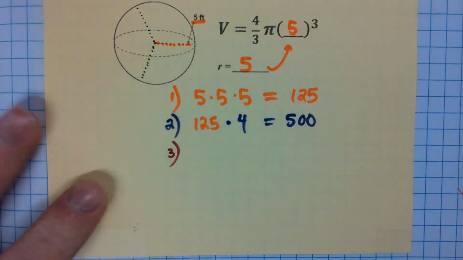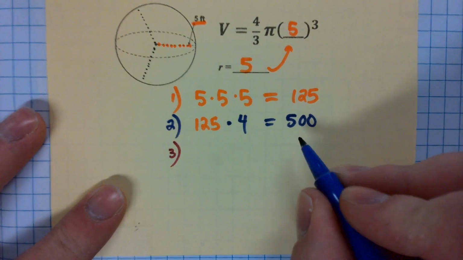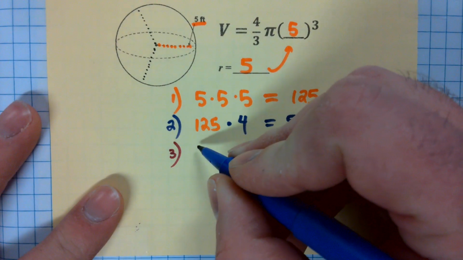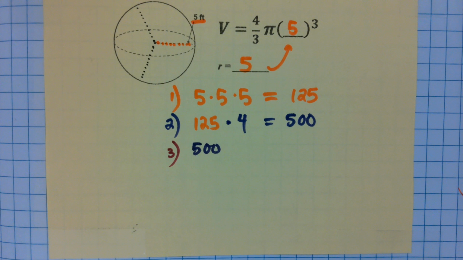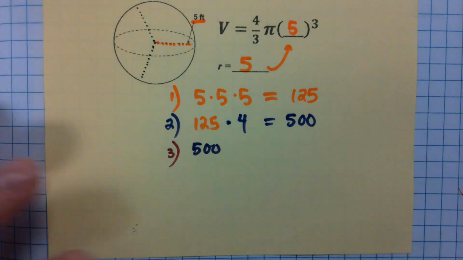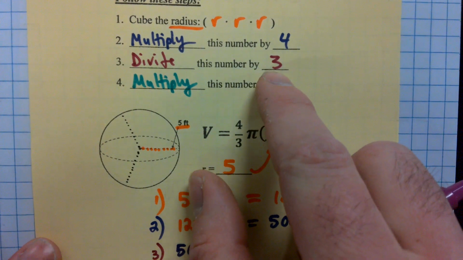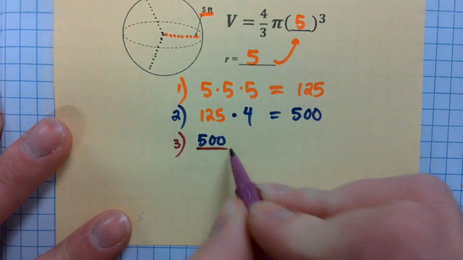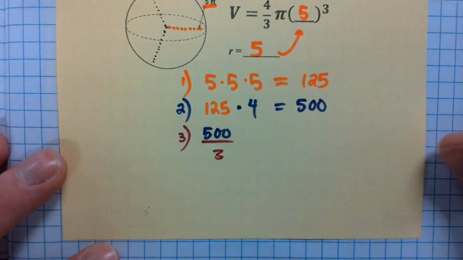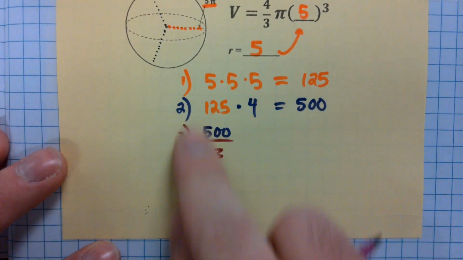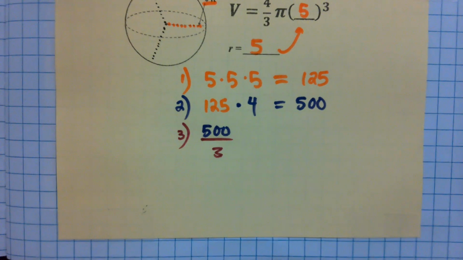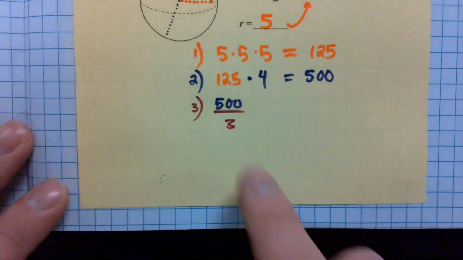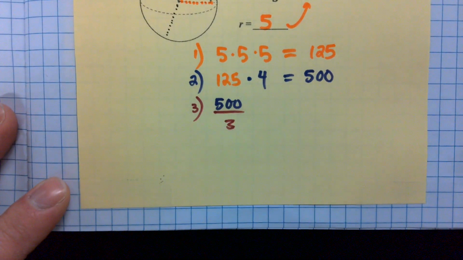Time for step 3. We take this new number, 500, and what are we going to do with that 500? Divide it by what? By 3. Divide by 3 is step 3. That's easy to remember. Now, can we simplify 500 over 3? Not evenly. We'll get a decimal answer if we do that. So just like always, we want to leave that as a fraction.